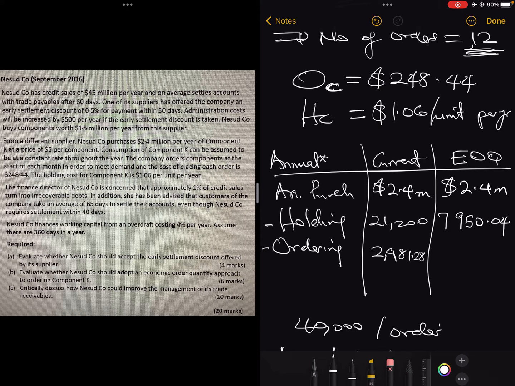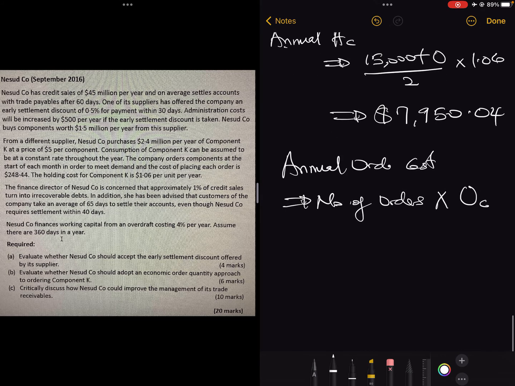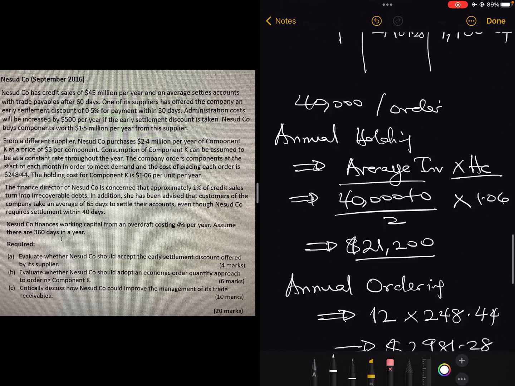Yeah, I can bet the same will be for ordering cost, because remember I said anytime you use EOQ, your annual holding cost is always the same as your annual ordering cost. And let's prove that. So annual ordering cost is calculated as number of orders multiplied by cost per order. So number of orders is annual demand divided by ordering quantity, which is 15,000, multiplied by cost per order, and cost per order was given to be 248.44. With your calculator, this will as well give 7,950.04. So the same as we have for holding cost.